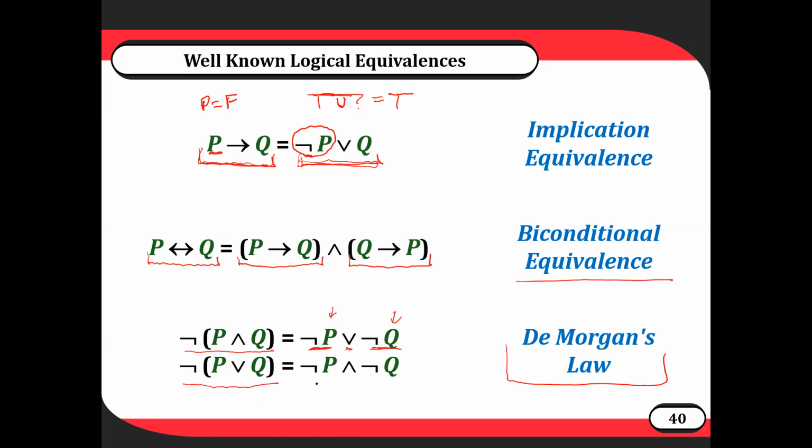So I negate both of my operands and I flip my operator. And any of these can also work in reverse. So I can go from not P or not Q back to not (P and Q) in brackets. That's not a problem.